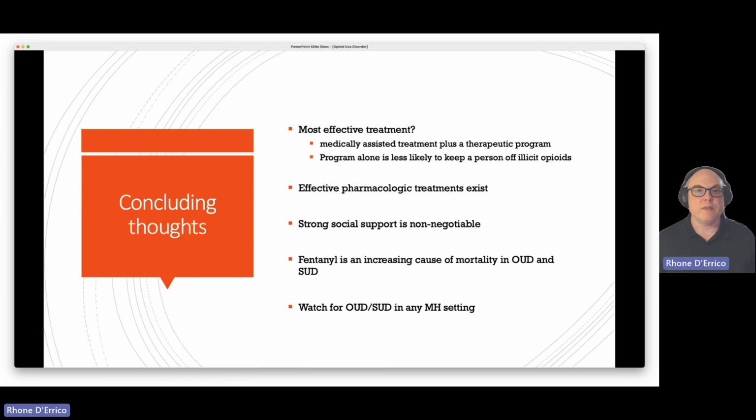And we need to just watch out for this in any mental health setting. I don't care if you work in substance use or not. I don't care if you only work in pediatrics, if you only work in geriatrics and psychiatry. You are going to see opioid use disorder and substance use disorder in some form in any mental health setting. So make sure you educate yourself, make sure you're knowledgeable about it, and make sure that you're prepared to at least address and treat and refer as appropriate.